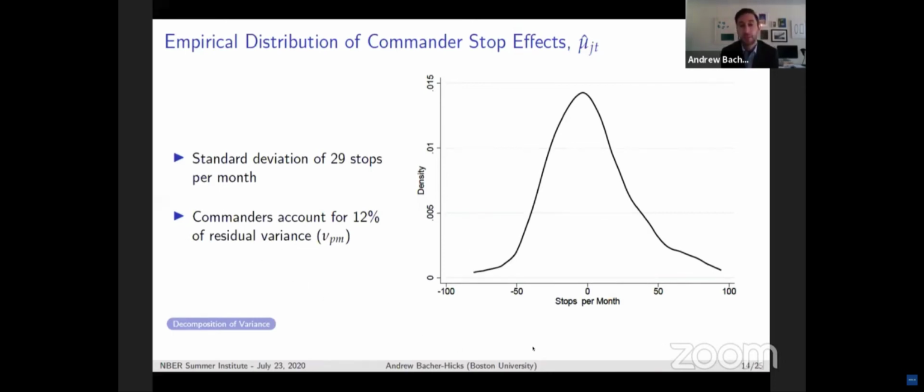I think this highlights some important aspect of looking at other outcomes other than just test scores, and taking this technology that we've developed for test scores and applying it to different domains. It suggests that on-the-ground policing is in fact to some degree varying at the commander or at the high-level decision-making level. So I think that's important to note.